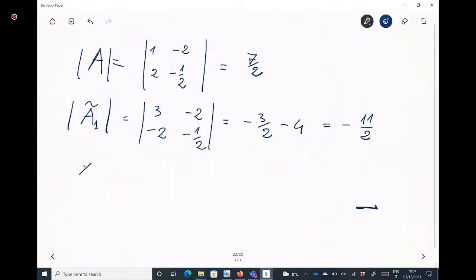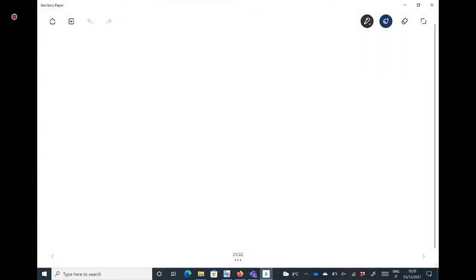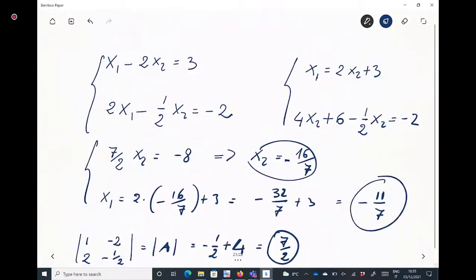Now take the ratio between this and this. And this is the value of the unknown x1 in the solution. So it is minus 11/2 over 7/2. So it is minus 11/7. So is it okay? Is that the same as we computed? Okay, it is this one.